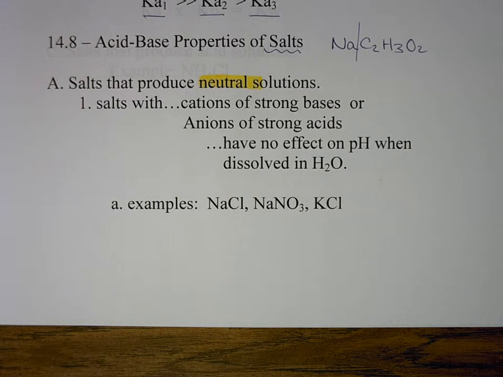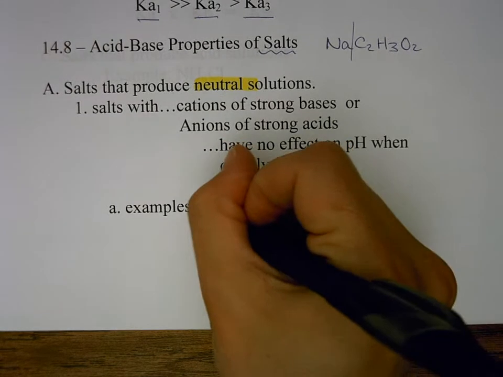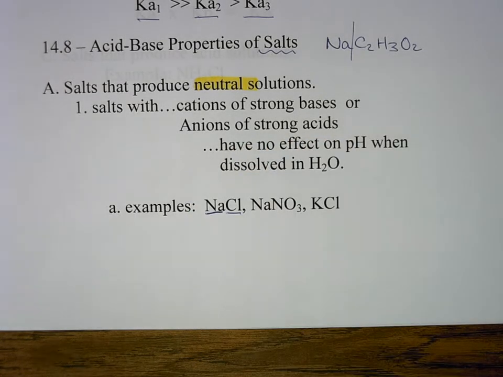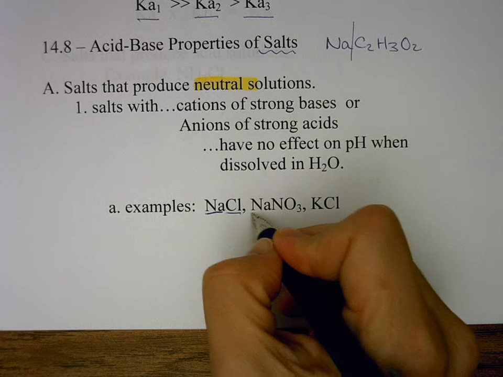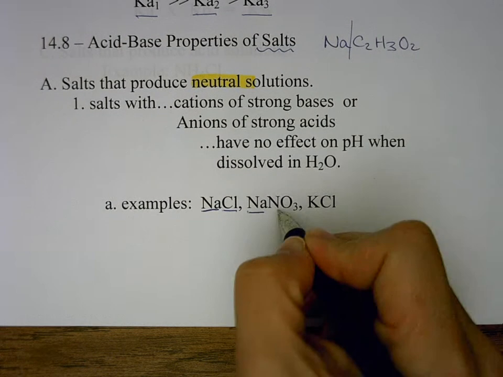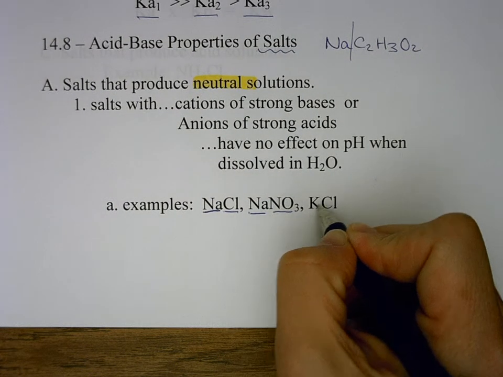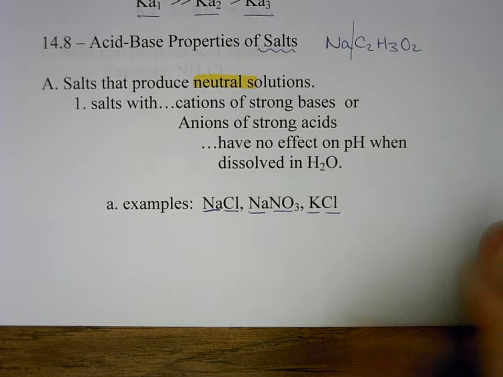When you're looking at salts, you're going to look at the ions separately. So if we're talking about sodium chloride, you want to think about sodium ions and chloride ions, because when they're in water, it doesn't stay together as NaCl. It separates, it ionizes. For sodium nitrate, sodium ions, nitrate ions. Here we have potassium and chloride ions.